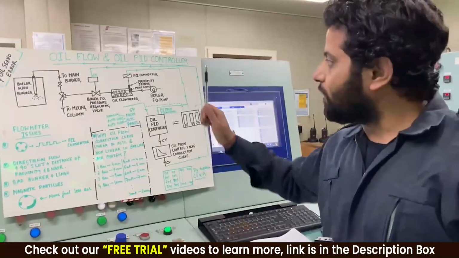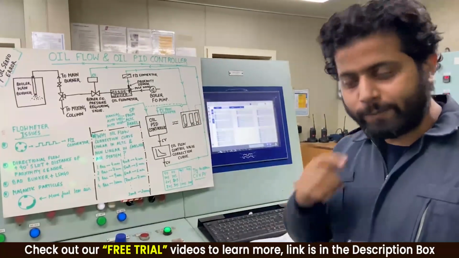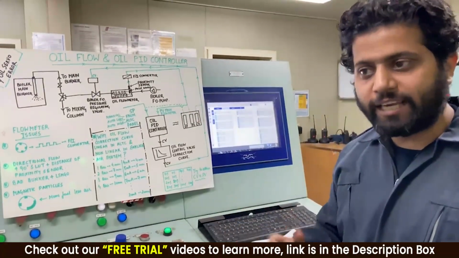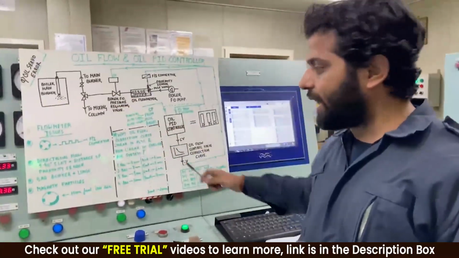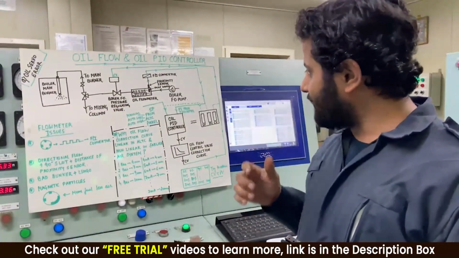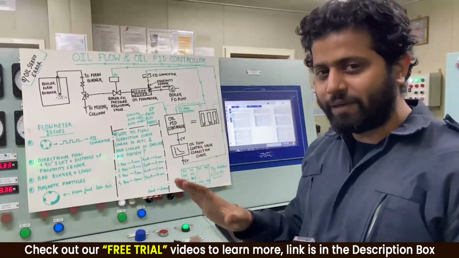Today I am going to talk about oil flow and oil PID controller for Alfa Laval boiler fitted with ALTC panel. Now guys, I have made a small diagram of the boiler here, and first of all let me start explaining in a very simplified way.